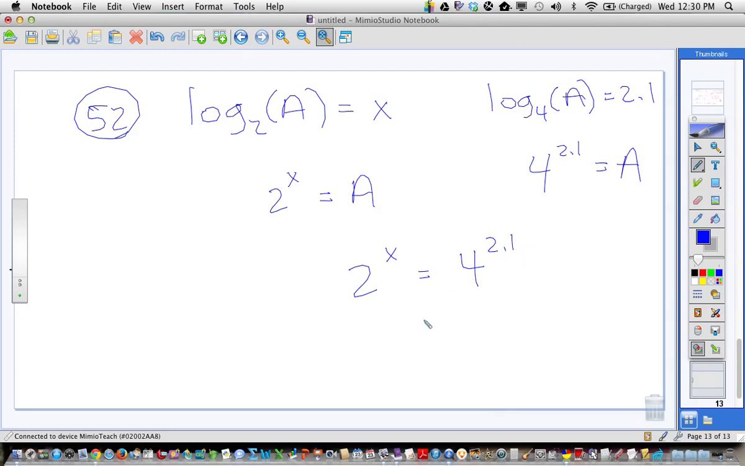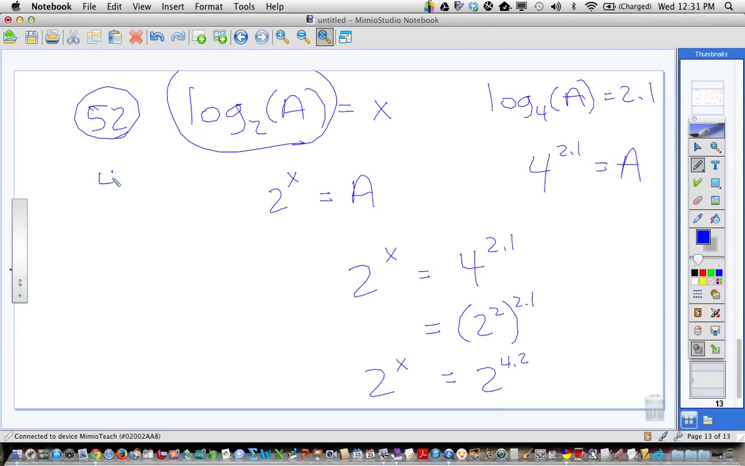Now, what's another way to write 4? 2 to the second. So now I have 2 squared. What do you do with a power on a power? Multiply. So this will be 2 to the 4.2. So 2 to the x is equal to 2 to the 4.2. What's x got to be? 4.2. And x, of course, was the thing we were looking for.